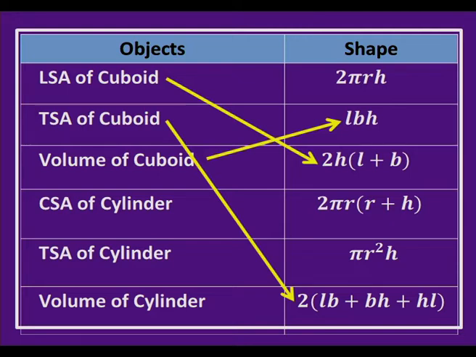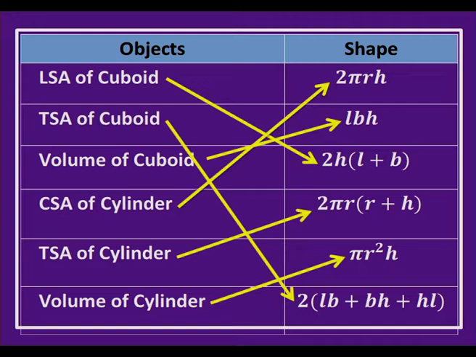Now let us go for cylinder children. Now what is curved surface area of a cylinder children? Yes, it is 2 pi RH and TSA of a cylinder is 2 pi R into R plus H. And the last one, that is volume of a cylinder, is given by pi R square H. So these are all what you have already learnt in our first session.